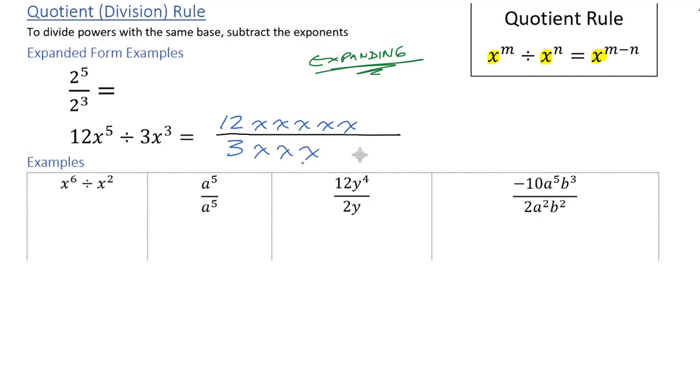So this is what's really happening. Now, the 12 and the 3 I can divide like normal. We're not playing with exponents. They each have an exponent of 1 here. They don't even have the same base. We can't use the quotient rule for them. That's just 12 divided by 3, right? 12 divided by 3 is 4.